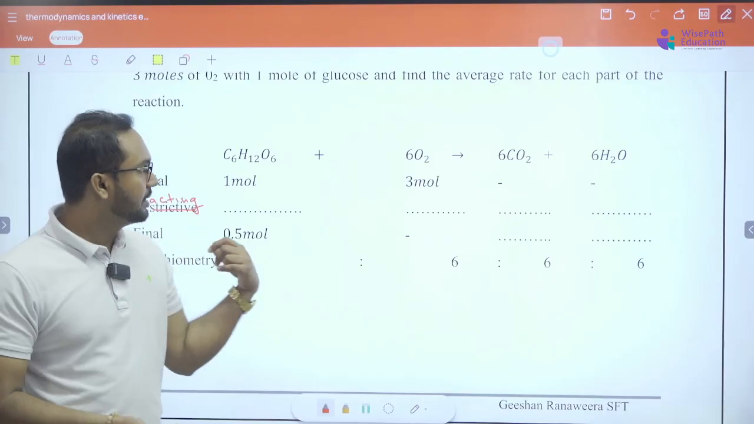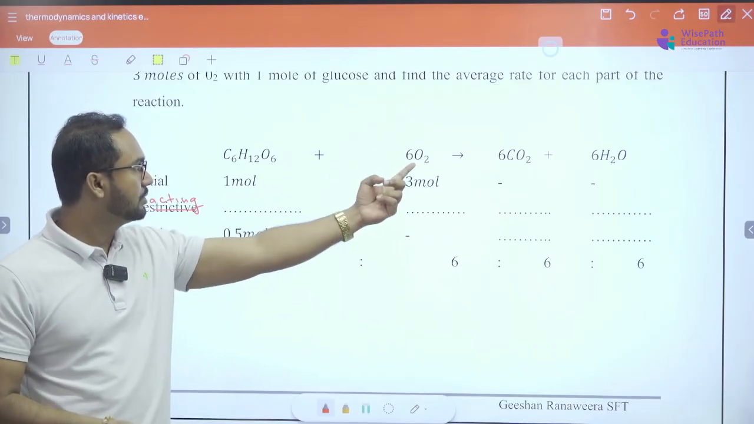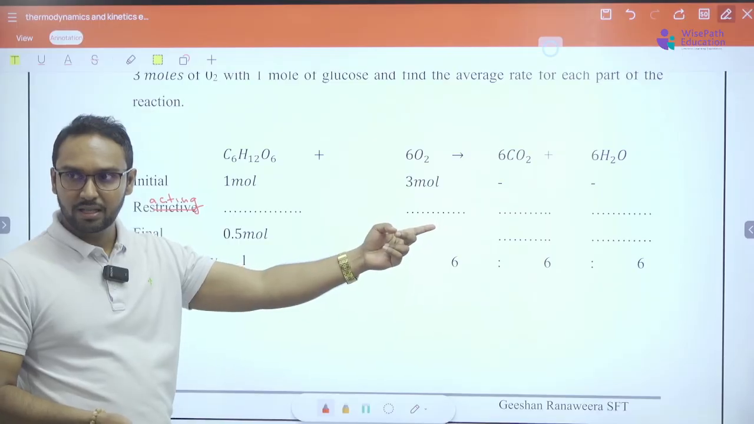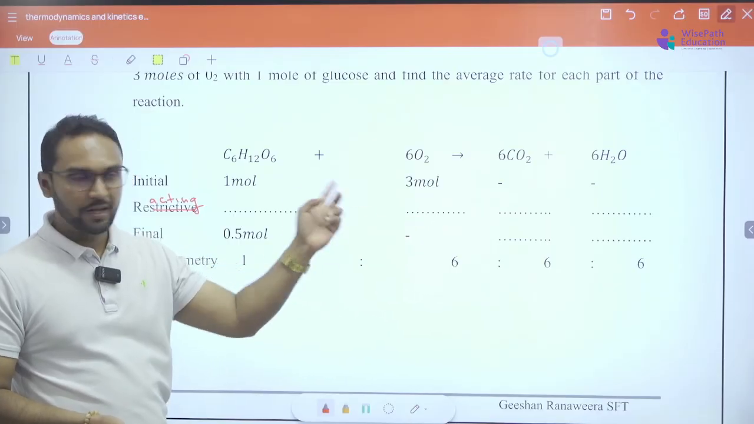So if I take the ratio, it is 6 to 1. So 3 to how much is reacting? We can take it both ways.